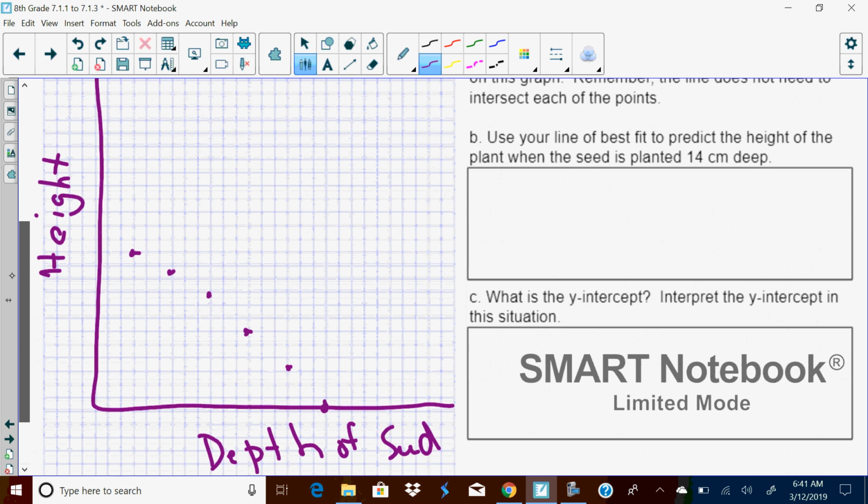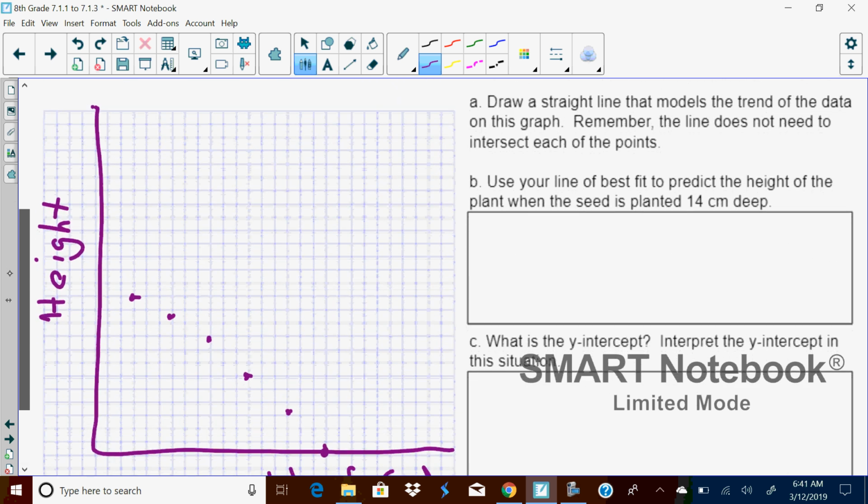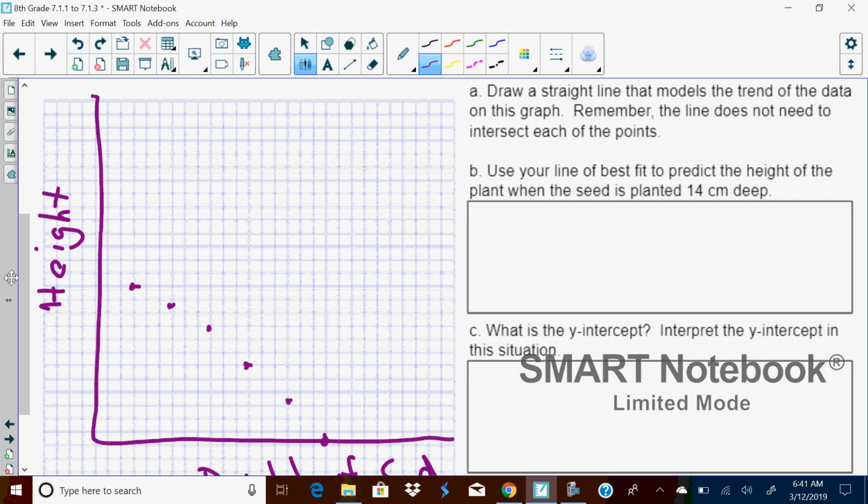So then in part A, it says, draw a straight line in the middle, so trend line. Remember, line does not need to intersect each of the points. So I just kind of drew a line.